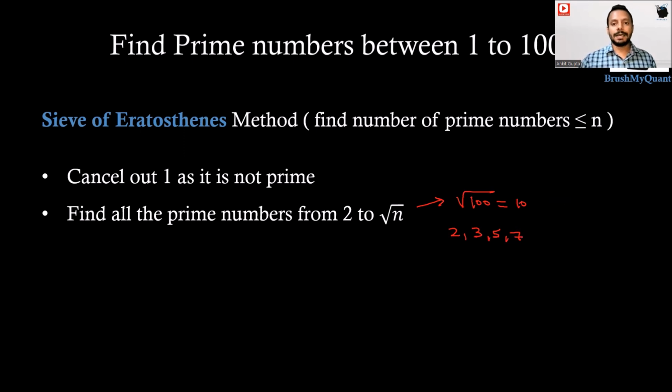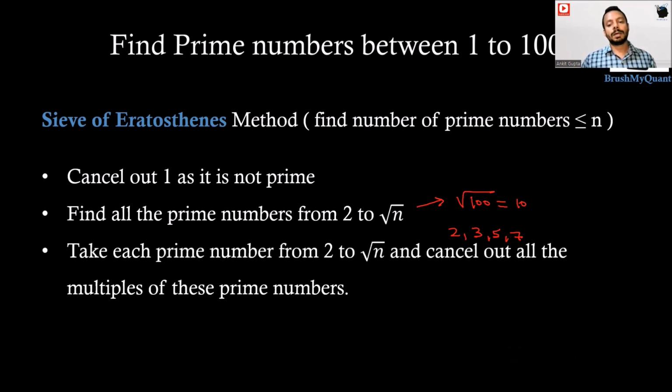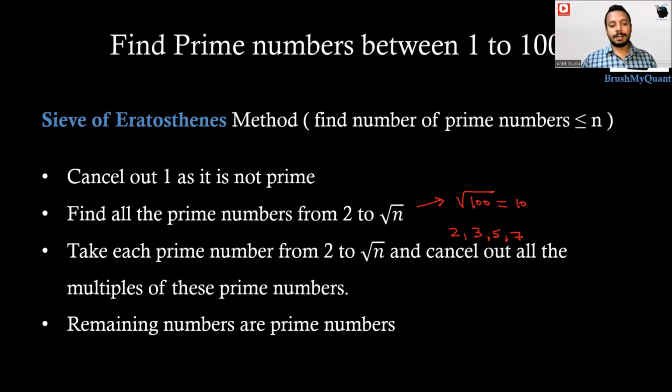So as the second step, we have found all the prime numbers from 2 to the square root of 100, which are nothing but 2, 3, 5, and 7. Now we need to take each prime number from 2 to 7 in this case and cancel out all the multiples of these prime numbers. Once we are done with this, the remaining numbers are going to be the prime numbers.